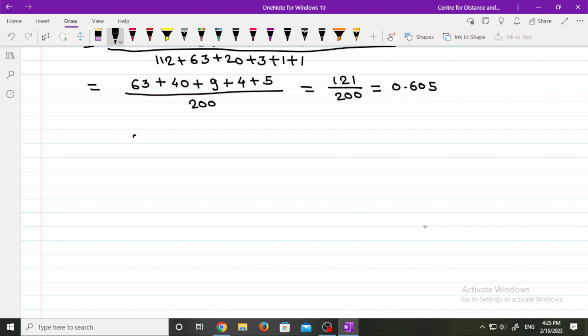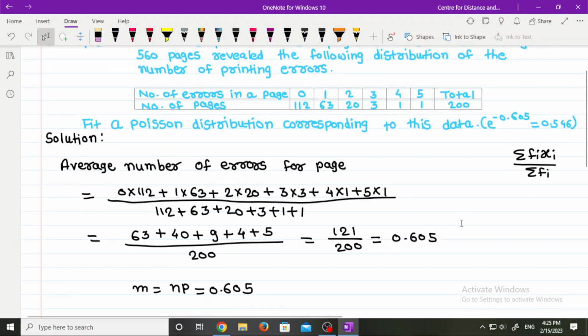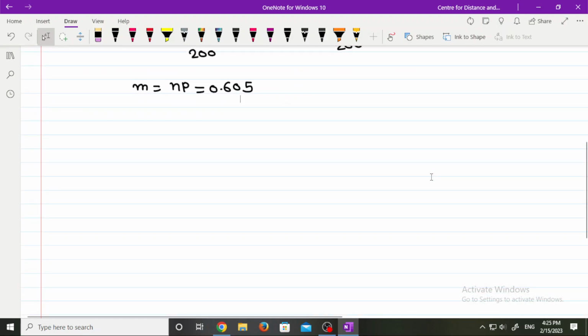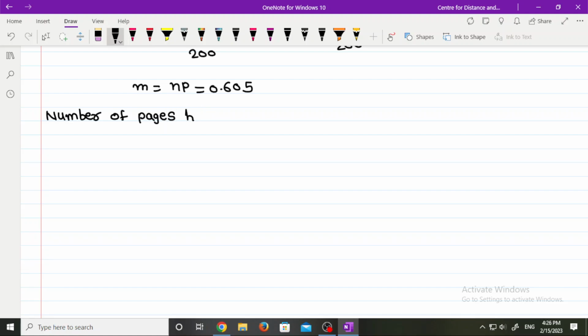So, here we get m is equal to, that is np, which is equal to 0.605. Okay. Here we have to find out number of pages having 0 error, 1 error, 2 errors, 3 errors, 4 errors, 5 errors. Okay. First we find out number of pages having 0 error.